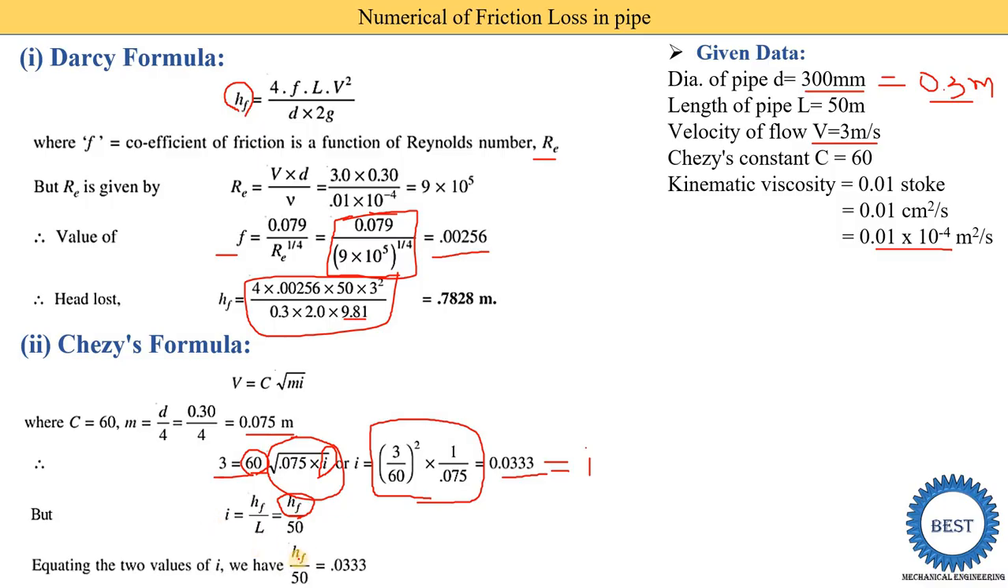So here we put hf is equal to 50, and here we put the value of i, which is 0.033. Okay, so this 50 is multiplied with this 0.033. Then we get the value of hf, which is 1.665 meters. Okay, so here we complete our numerical to find this hf by using these two formulas, that is the Darcy formula and the Chezy formula.